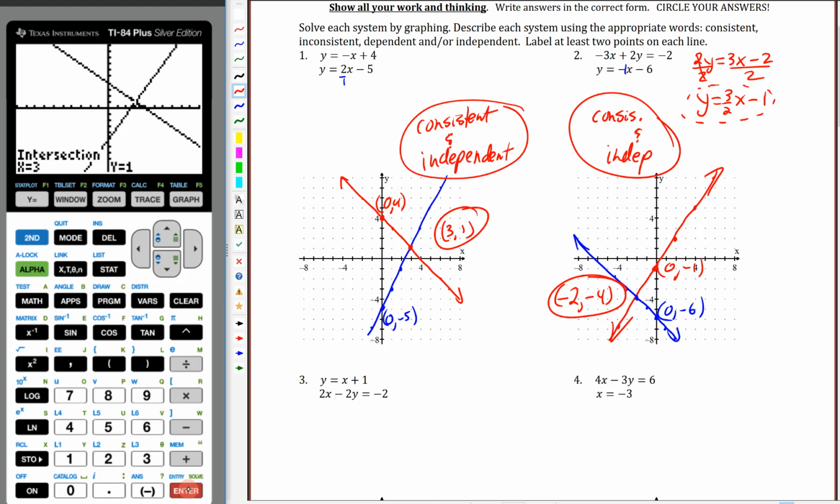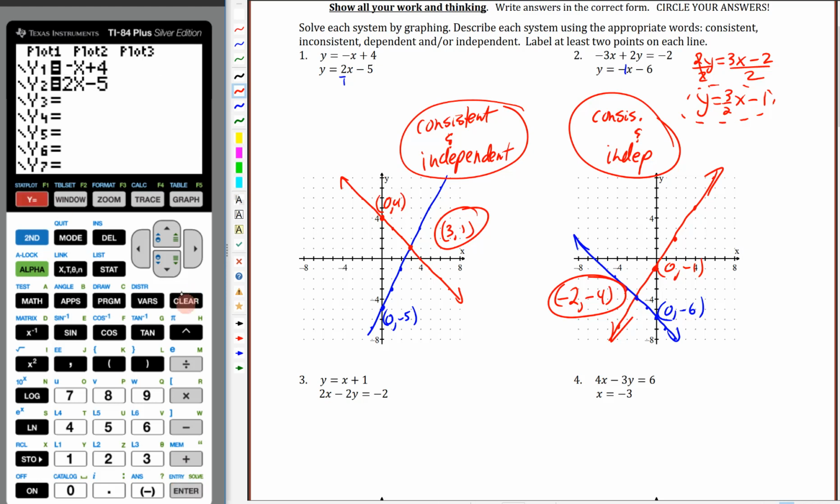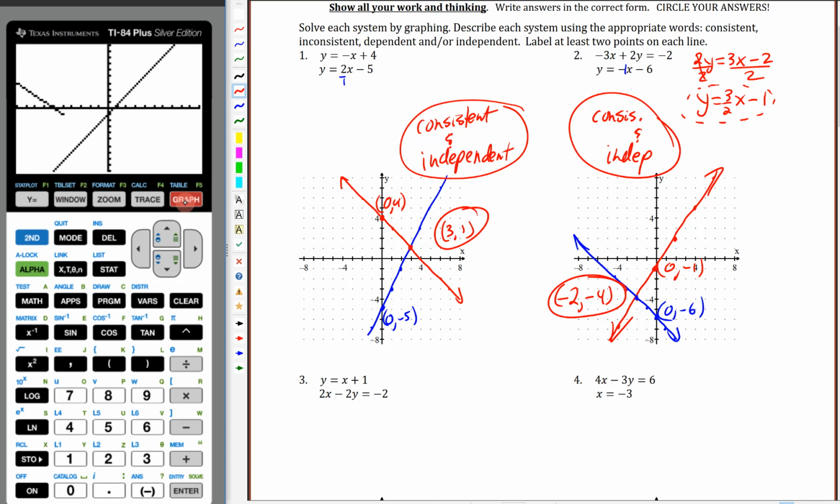Let's double check this one over here. So we're going to go back to y equals. We'll clear both of those off. And we're going to put in, let's see what we've got here. So this is going to be y equals 3x, and that's going to be on the top. And then we're going to divide by 2 minus 1. And then the other one's going to be negative x, and then minus 6. We'll go ahead and hit graph.